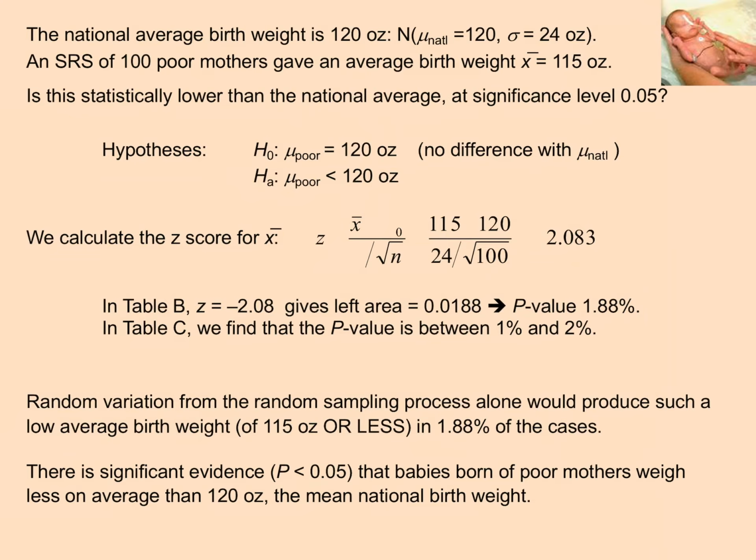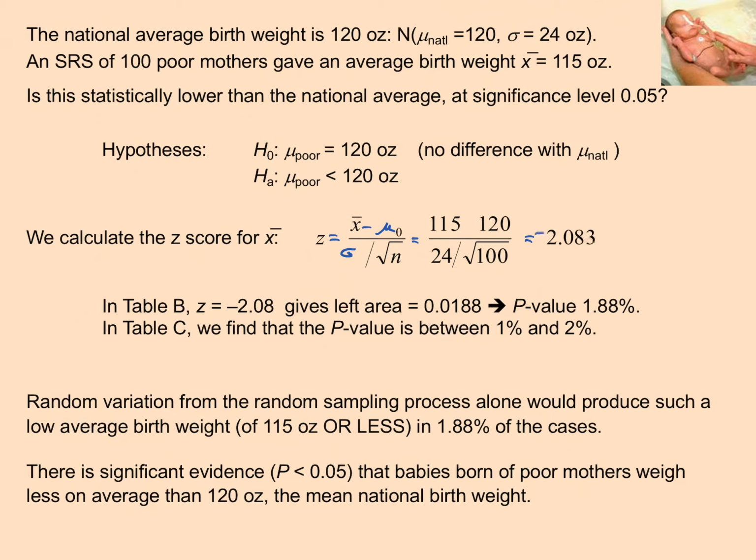Calculate a z-score, so I gotta fill in again. So z again equals, okay, our sample mean minus our hypothesized null mean divided by the population standard deviation over the square root of n, okay? And we do all that math, you see right here, and we get a z-score of 2.08.